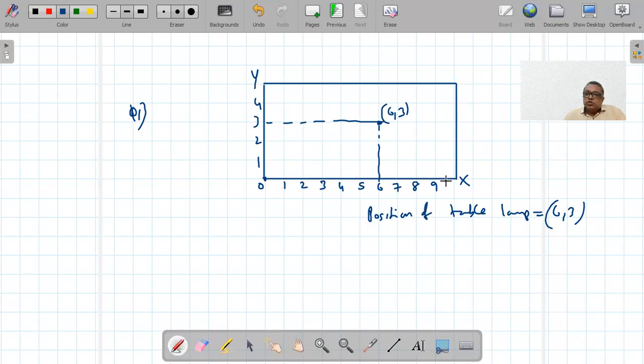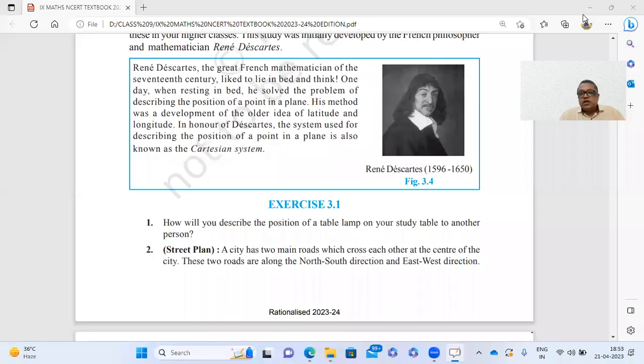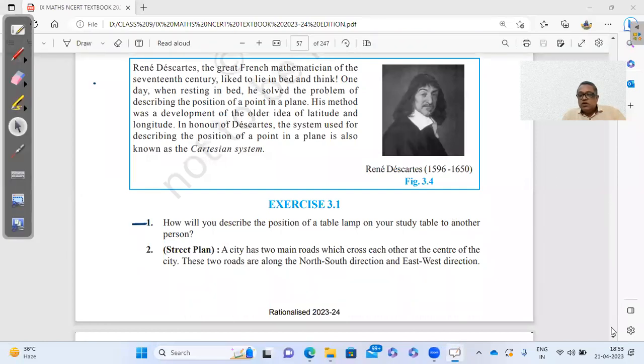So you need to just draw a rectangle where the length is represented by the x-axis. The breadth of this is represented by the y-axis. You will number this. You will put the table lamp somewhere and then you will be able to find out the coordinates. The position of the table lamp is therefore 6, 3. So that's how you do the first one.